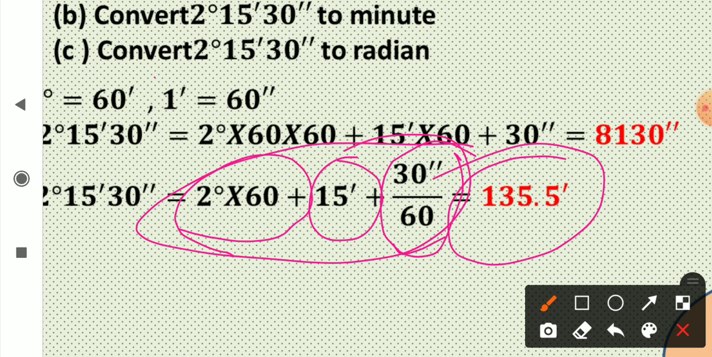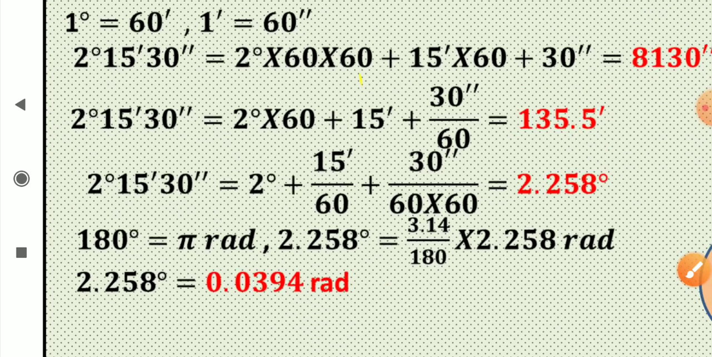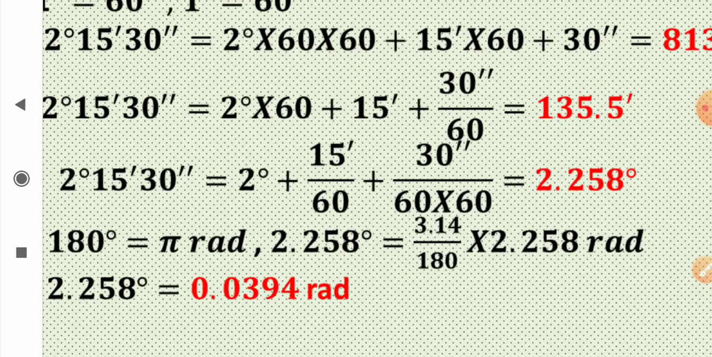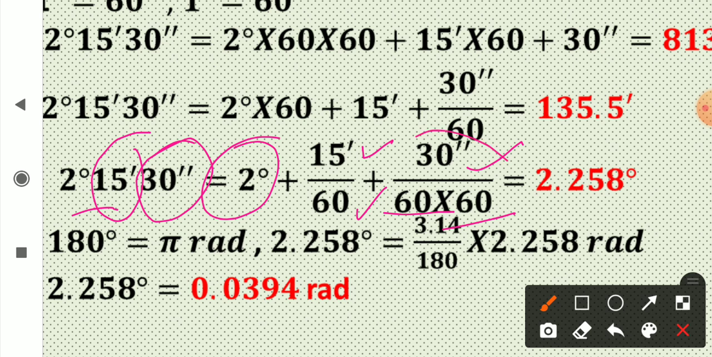And now the next one is convert the same to radian. And to convert them into radian, first we must convert them to degree. So you see, this 2 degree is already there as degree. 15 minute will be 15 upon 60 in degree, and 30 second to degree will be 30 upon 60 into 60. So this is in degree, this is in degree, this is in degree. Add them up, you get 2.258 degree.